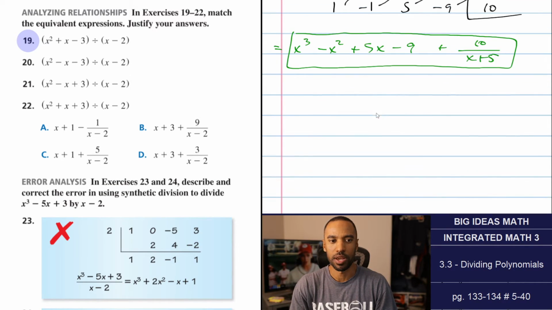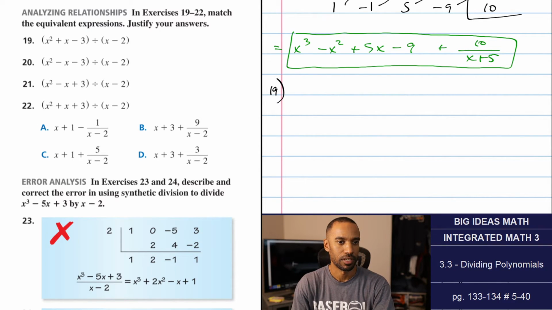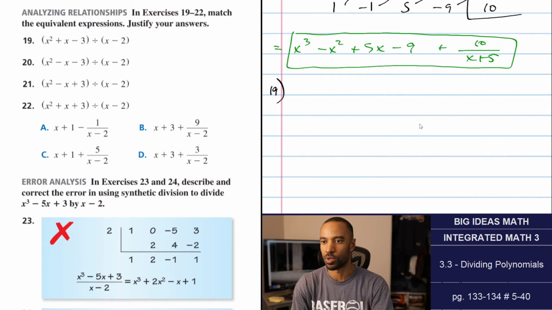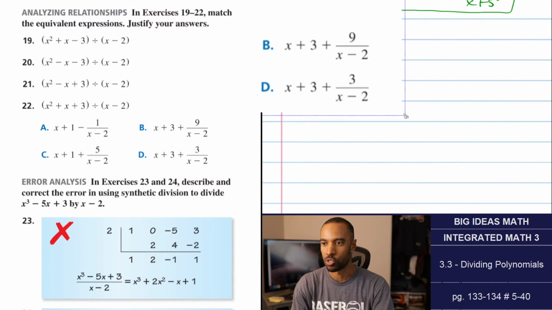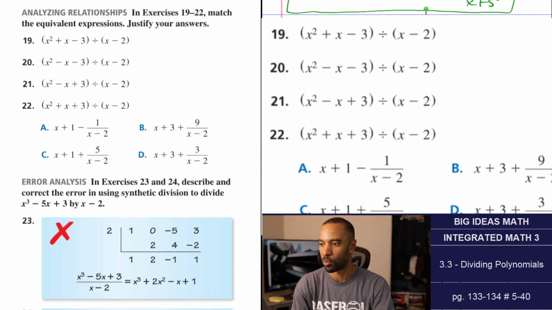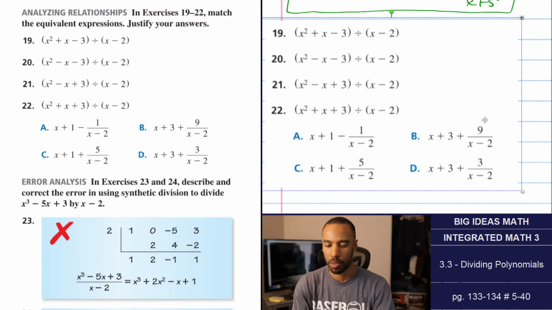Match the equivalent expressions, justify your answers. Given that all of these are already dividing by, here, let's do this. I am actually going to straight up copy and paste these. Normally I don't do that kind of stuff, but because we're doing a matching thing, what I want to do is just one synthetic division at a time in that upper right corner, and then I'll just do the next problem, stuff like that. Hope that makes sense.